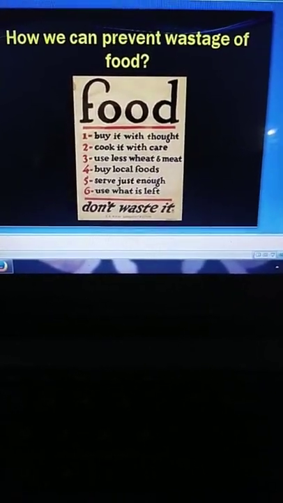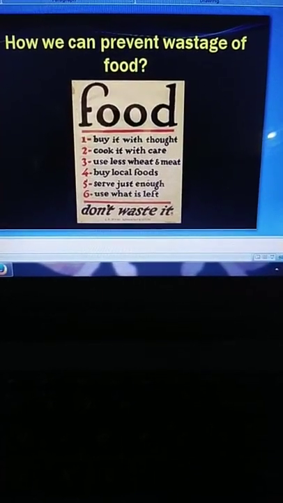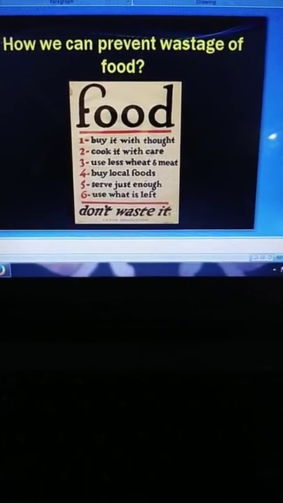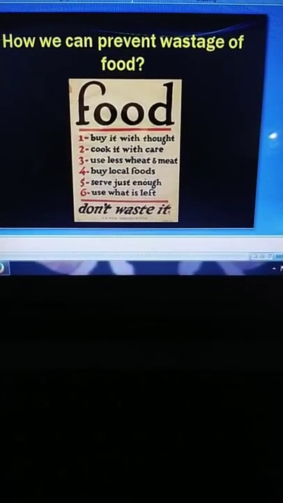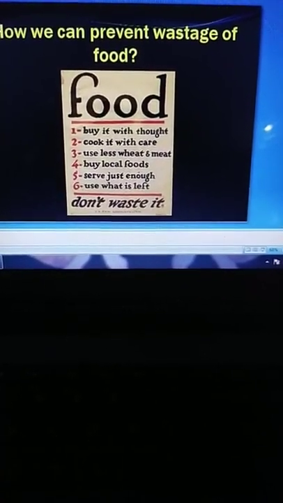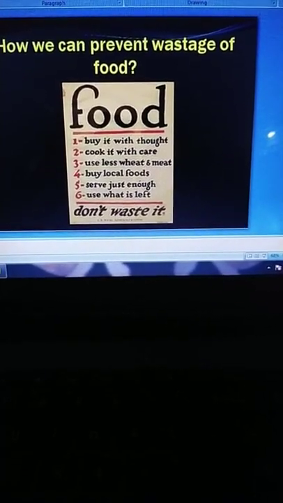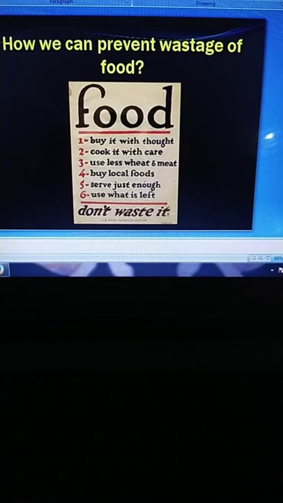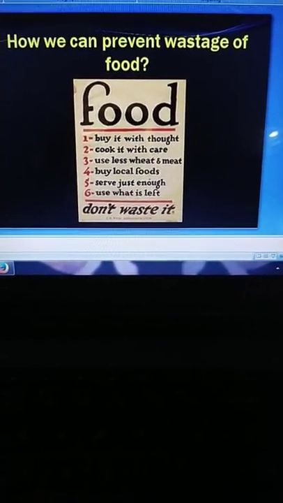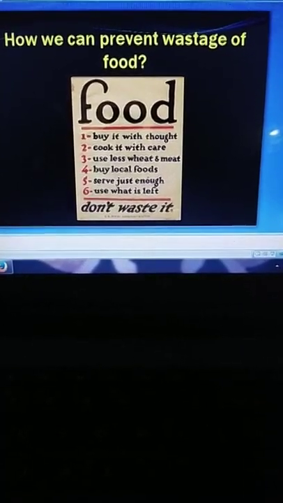Number 6, use what is left. When food items are left in your kitchen, try to use them by giving them to birds, animals, or you can use the food items for the next lunch or dinner. But you should not waste it. Make use of every kind of food. You can eat it yourself or you can give it to birds, animals or some other poor people also.